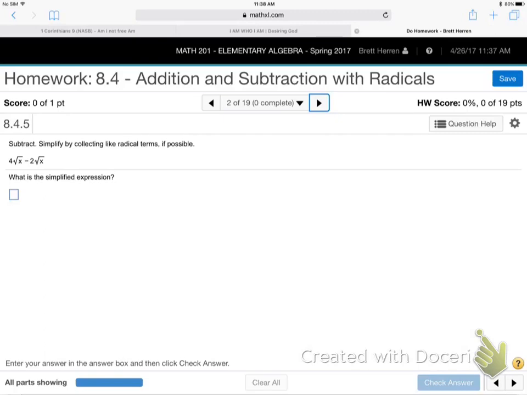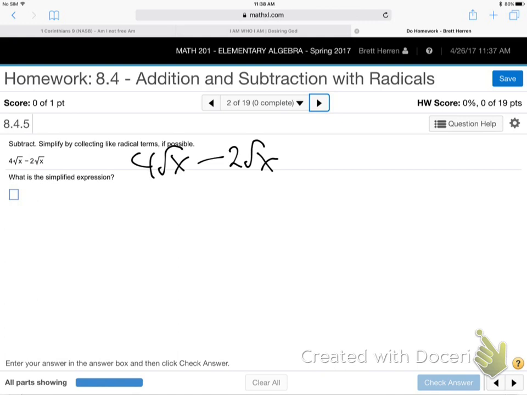You're right. That's it. It's that easy. 4 root x minus 2 root x. All right, give it a try. Just like roots. Just add or subtract the numbers in the front. Don't change the root at all. Just 2 root x. That's all it is.